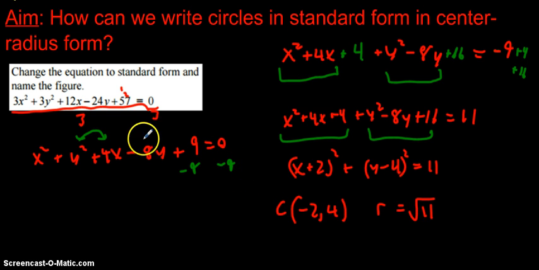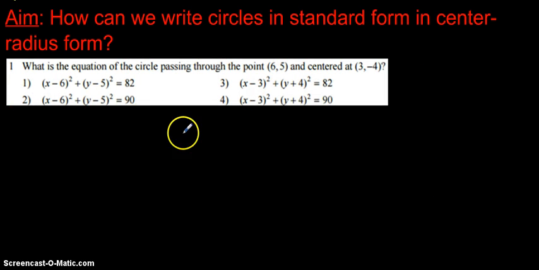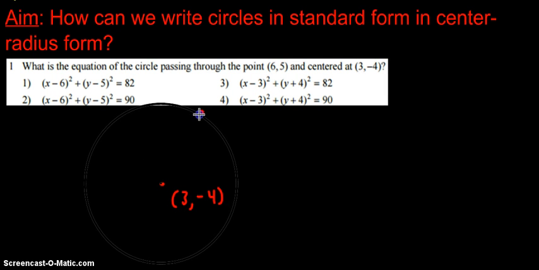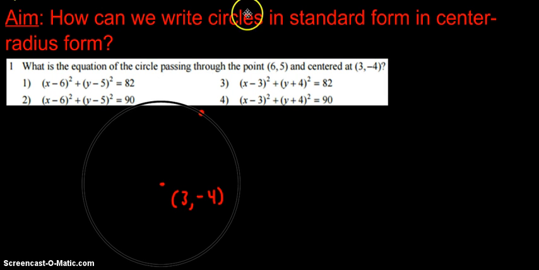Alright, one last example, just because it comes up on the regions. We're given the center of a circle, which is 3, negative 4, and a point on the circle. So 6, 5 would be up here somewhere. So this is a circle centered here. Let's make that a color we can see.